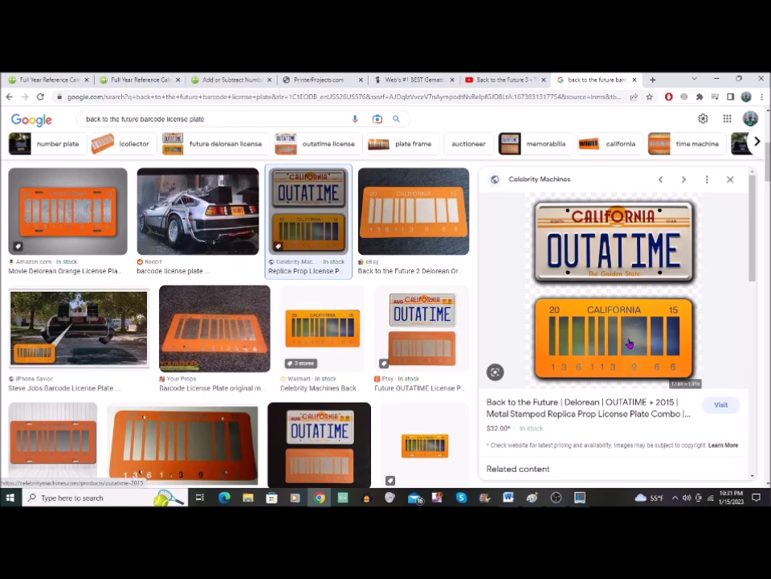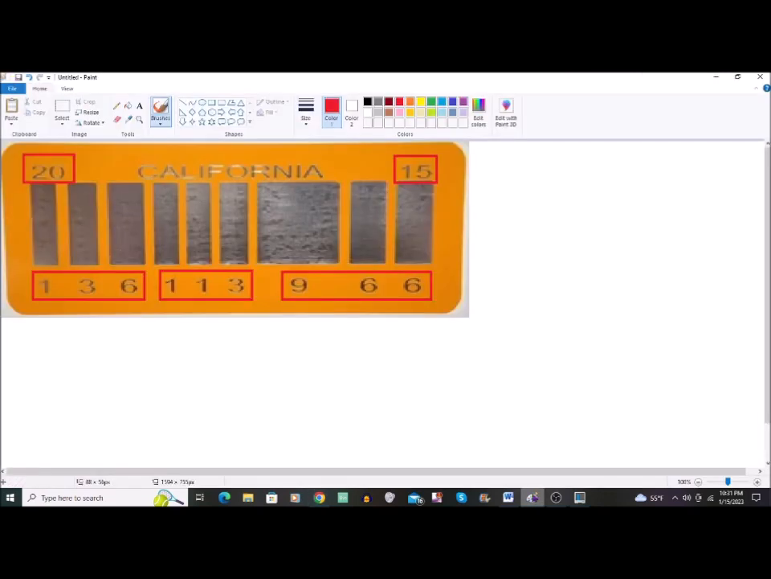Anyway, without further ado, we'll crack straight on. We're going to start on the orange barcode one from number 2 and number 3, and then we'll go back to Back to the Future 1 and look at the out of time plate again. So we're going to start with the orange one.